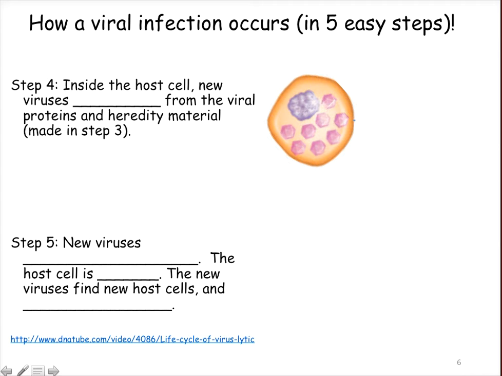The next step is that once all this activity has gone on inside the host cell and all of the new viral proteins and the new viral hereditary material is made, those parts will assemble to form new, fully functioning viruses. So you can see here, now all of a sudden, we've got whole new viruses that have been assembled from the viral proteins and the viral hereditary material made in the previous step.